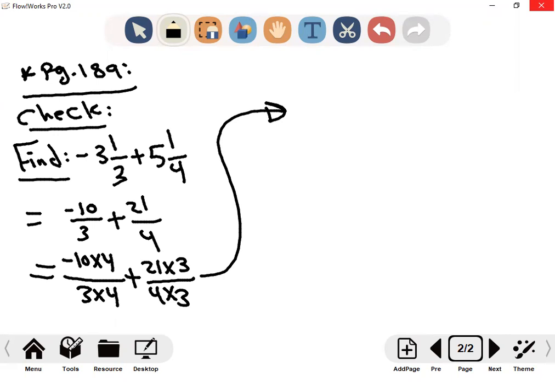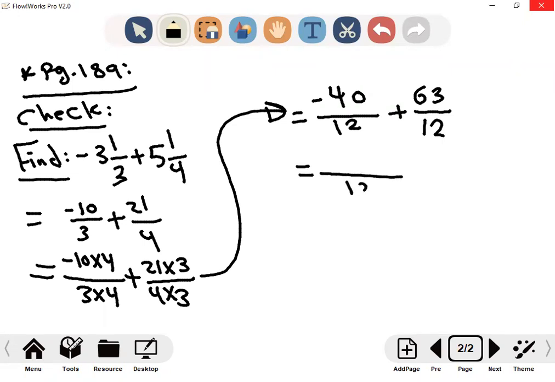Negative 10 multiply 4. Now we will go back to module 3. If you have division and multiplication with different signs, the answer is always negative. So here, negative 10 times 4, how much? Negative 40/12 plus 21 times 3, 63 over 12. Now down, we have what? 12, like denominator. Up, what we have? We have negative 40 plus 63.